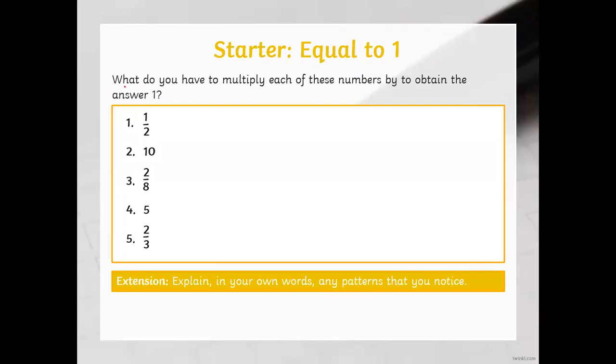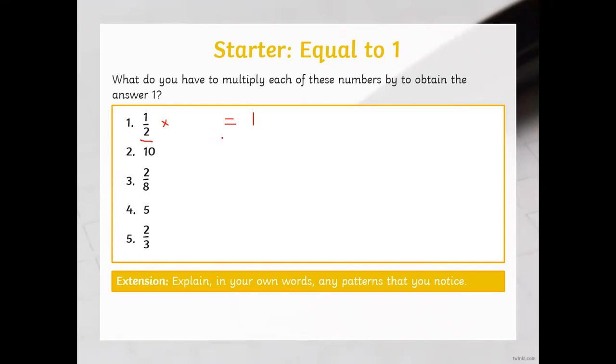So listen to your question. What do you have to multiply each of these numbers by to obtain the answer 1? Can you tell me by what we have to multiply 1 by 2 to obtain the answer 1? Here is one fraction. You have to get the answer 1 by multiplying it by any fraction. But what do you have to get there? You have to get the answer 1. Can you guess what fraction it is? What will the fraction be?